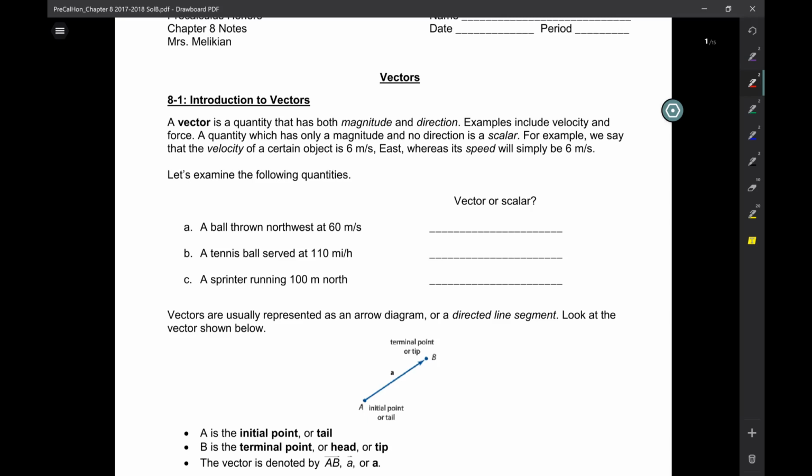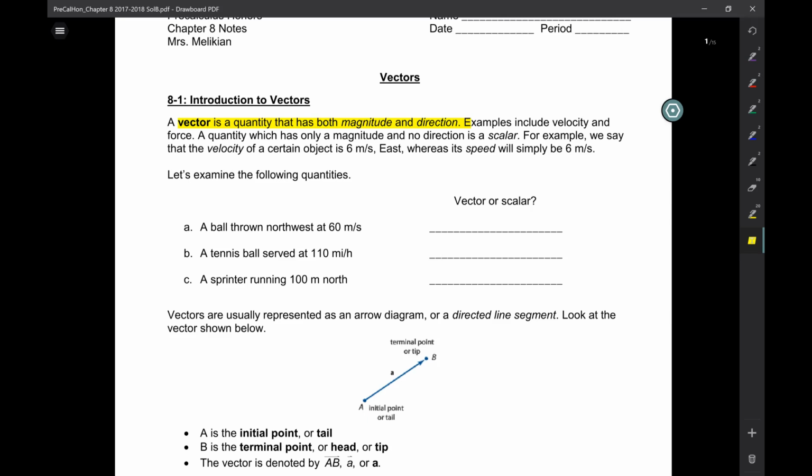A vector, however, has a little bit more information than that, okay? A vector is a quantity that has both a magnitude and a direction, all right? So an example would be velocity, force. Lots and lots of vector quantities out there. And when you start taking physics, you really see that there is a huge difference between a vector and a quantity that is not a vector.